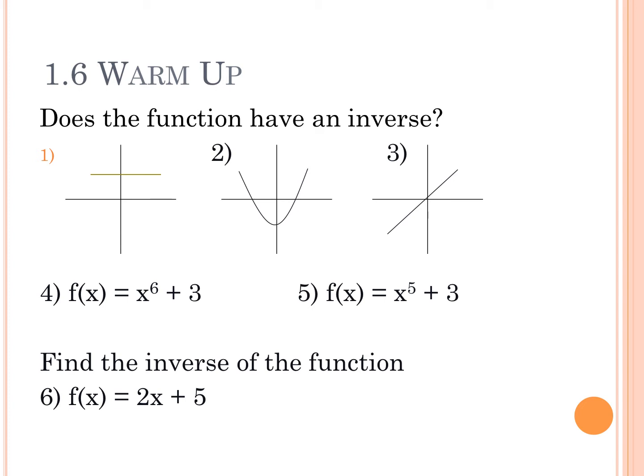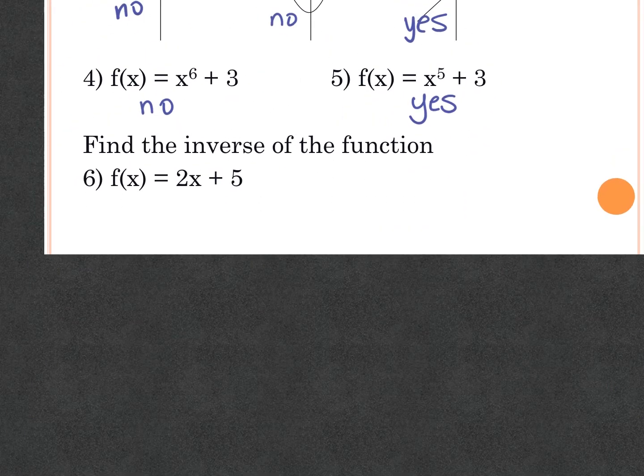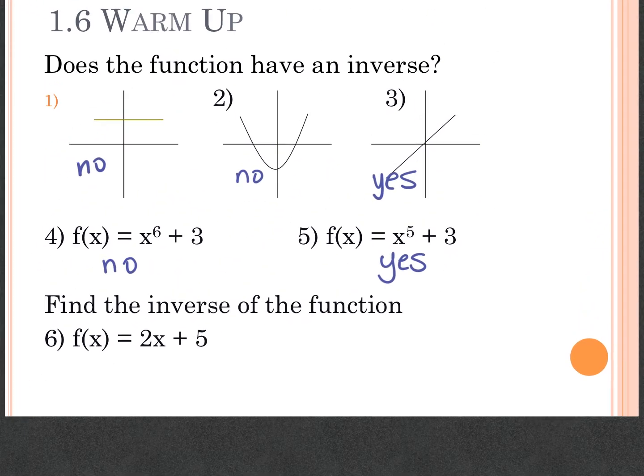So is number one, or does it have an inverse? Is it 1 to 1? No. 2? No. 3? Yes. Okay. 4? No. 5? Yes. See how easy this is? 6? Wasn't the third one not past the horizontal? No. None of those horizontal lines hit it more than 1 point.